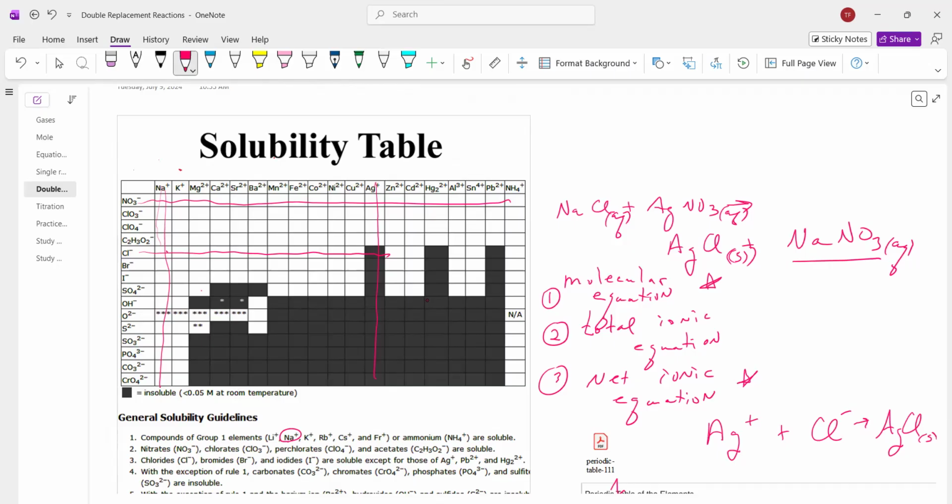We're not going to focus on the total ionic equation. You're going to get that big time in 1A and 2A. I want to make sure you understand the solubility rules or table, and how to write a net ionic equation and a balanced molecular equation.